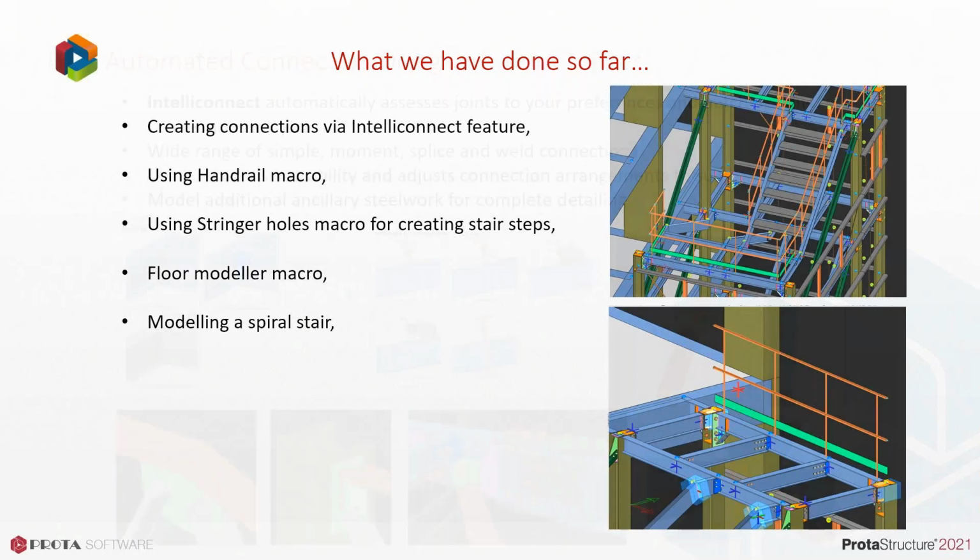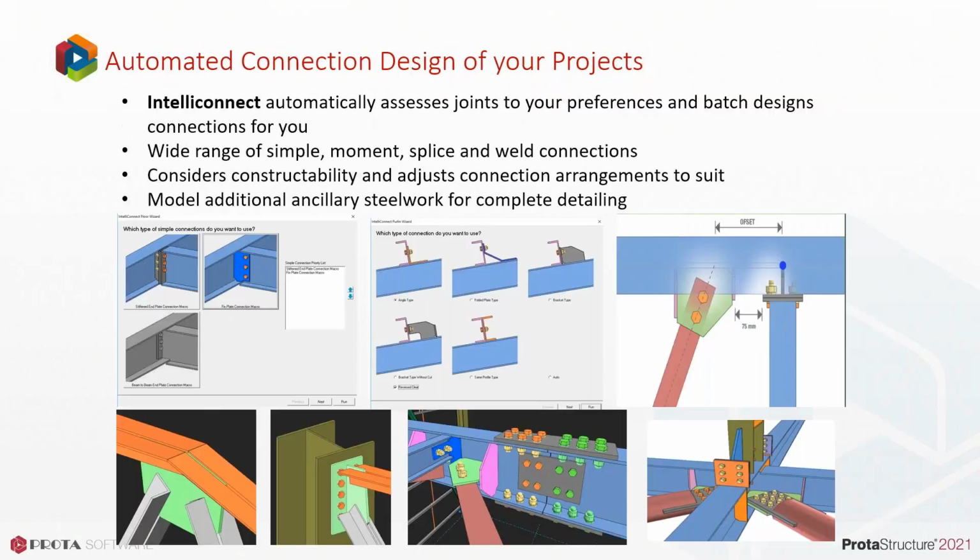IntelliConnect automatically assesses joints to your preferences and batch designs connections for you. We have a wide range of simple, moment, splice and weld connections. It can consider constructability and adjust connection arrangements to suit. Also, it can model additional ancillary steelwork for complete detailing.